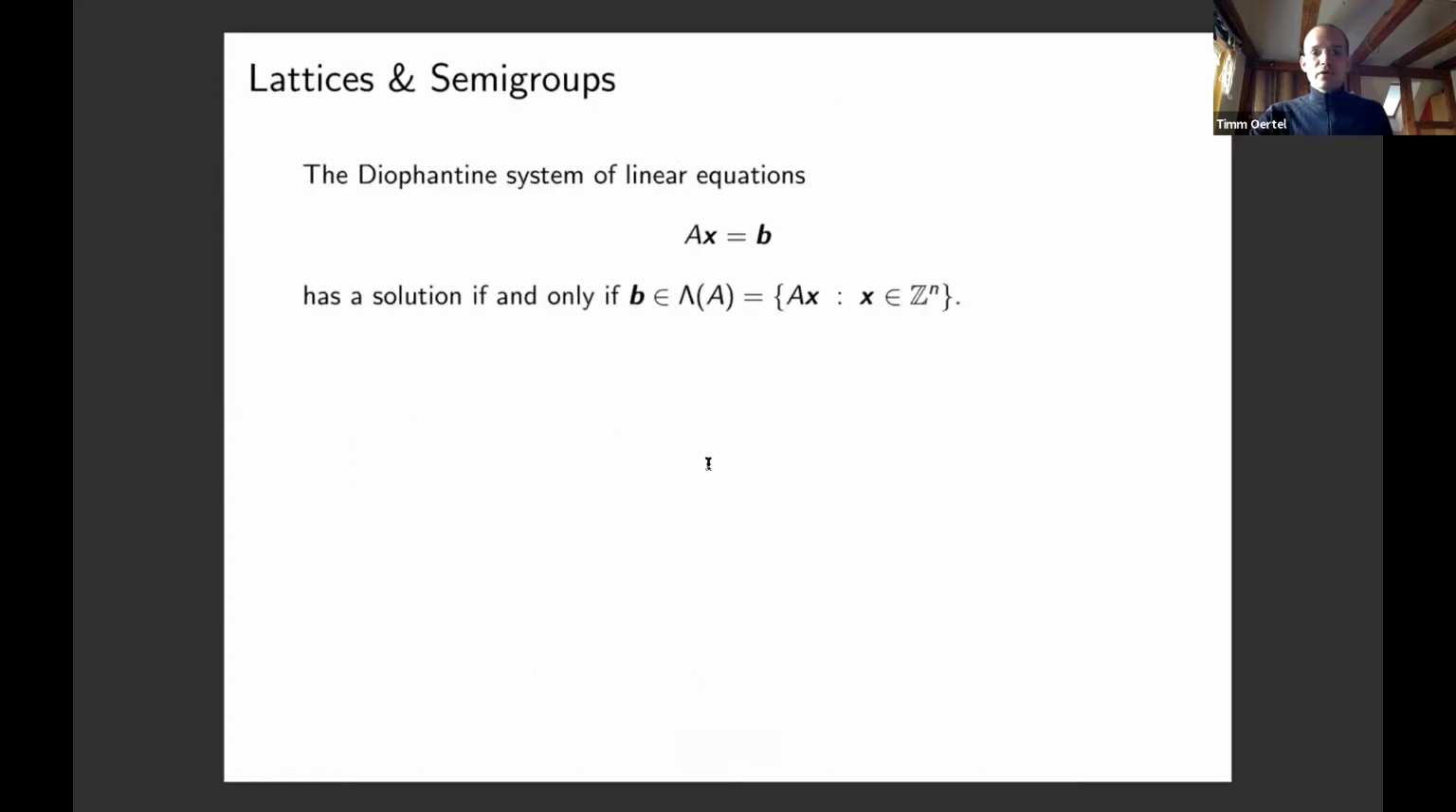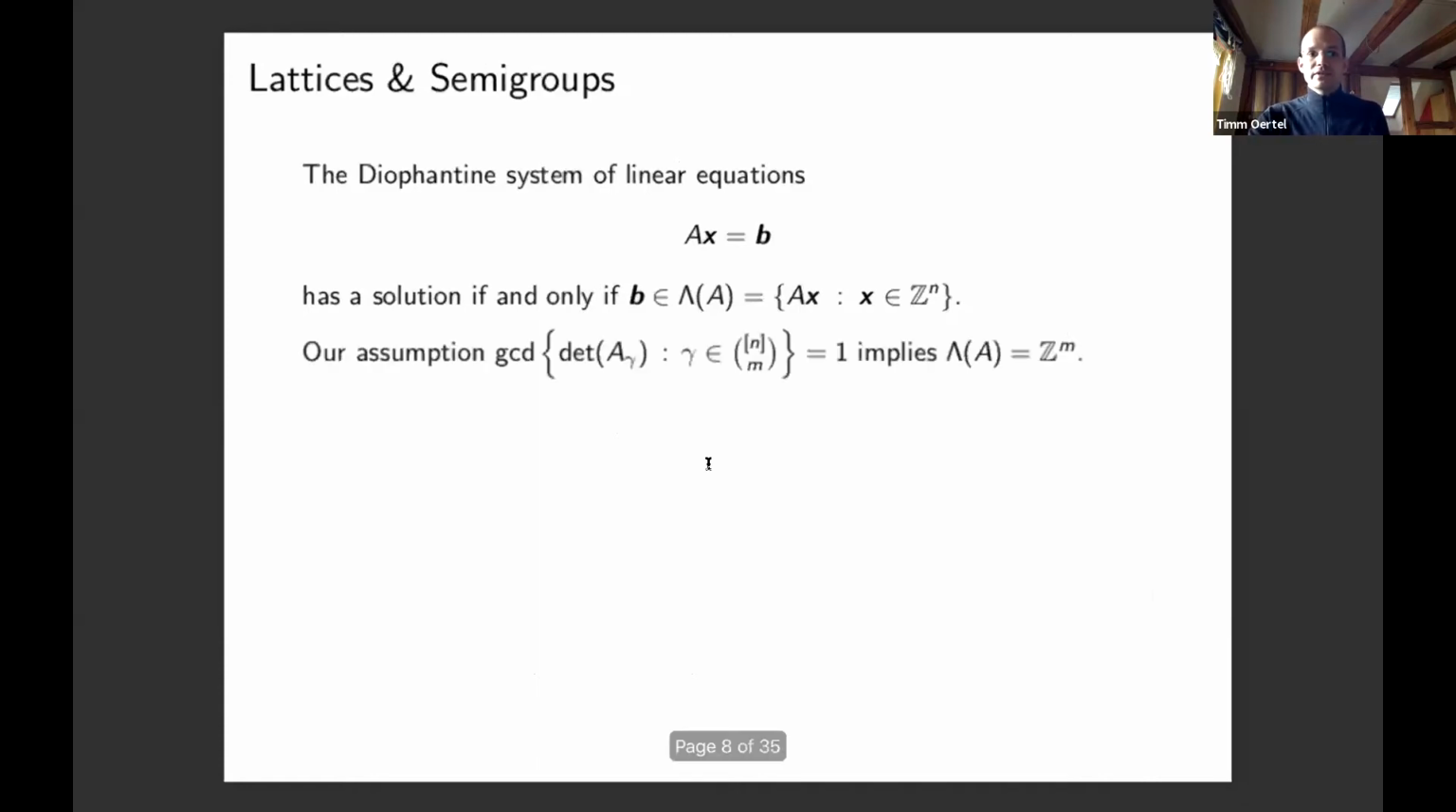So if we look at the setting where we tried to actually solve the Diophantine system of equations, we know quite easily that there is a solution if and only if the right-hand side B is actually an element in the lattice generated by the columns of A.